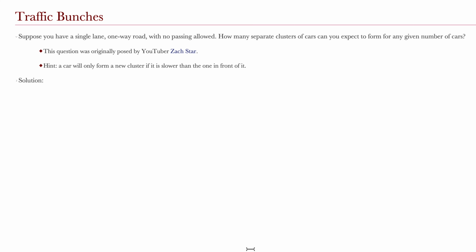Now, using all of these bits of harmonic number knowledge, I have a little puzzle for you to solve. Suppose you have a single lane, one-way road with no passing allowed. How many separate clusters of cars can you expect to form for any given number of cars? I originally found this question from a YouTuber, Zach Star, who has an excellent YouTube video going over the property. Along with that, I have a little hint for you. A car will only form a new cluster if it is slower than the one in front of it. You can pause here if you don't want the solution revealed.